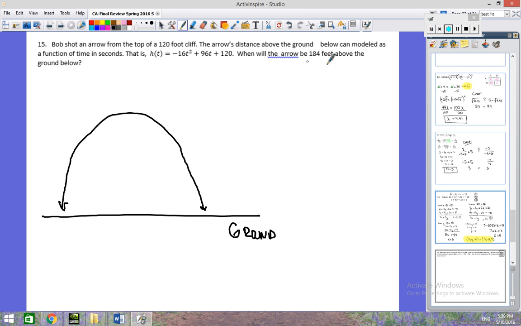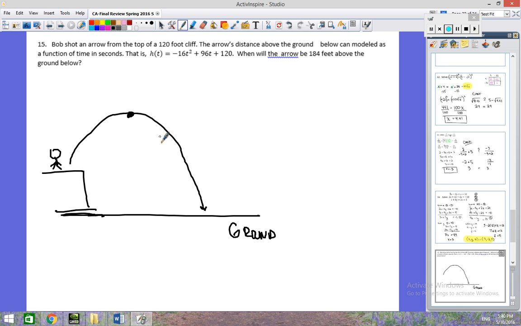So it says, when will the arrow be 184 feet? The height, the h is the height. The input into this function is the length of time after you've shot the arrow. So you're standing over here on the ground, or actually on the top of a cliff. That, I guess, really doesn't matter that much, but you're standing on the top of a cliff. You shoot your arrow up in the air, it comes up and reaches a maximum height, and then it comes all the way down and hits the ground below the cliff.